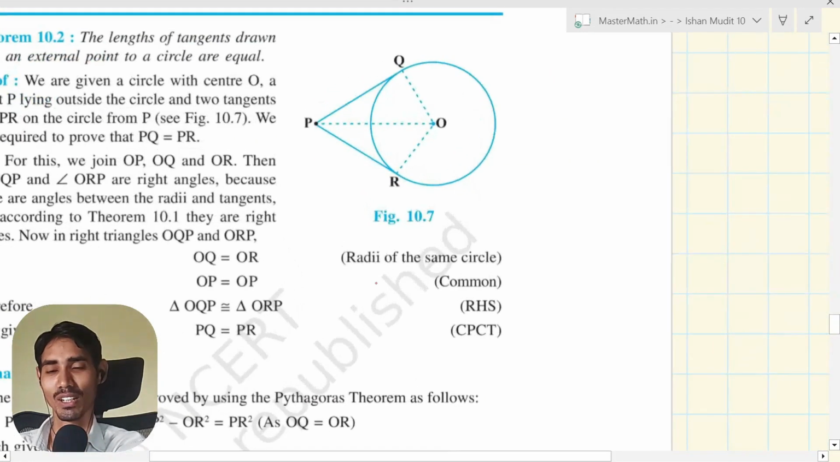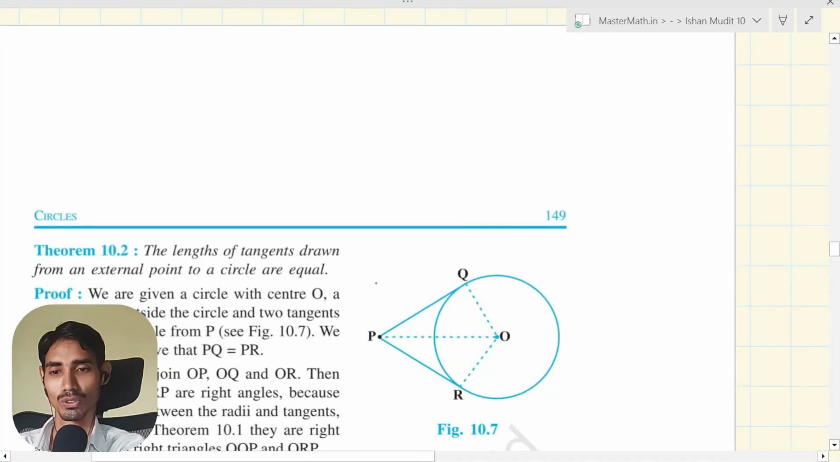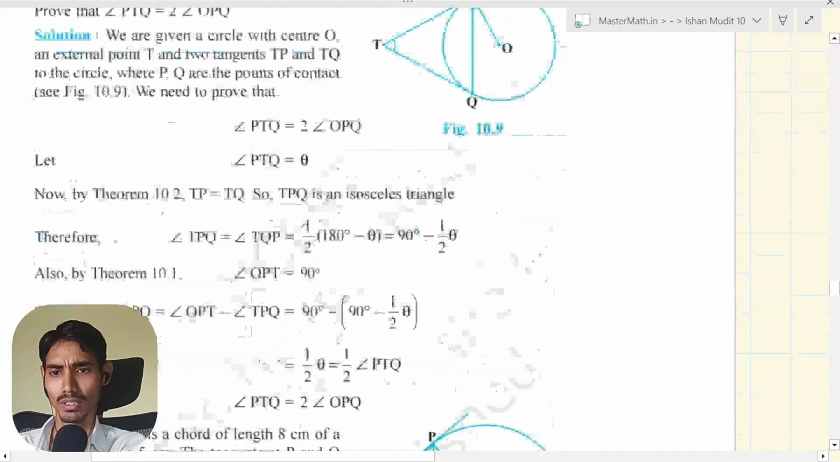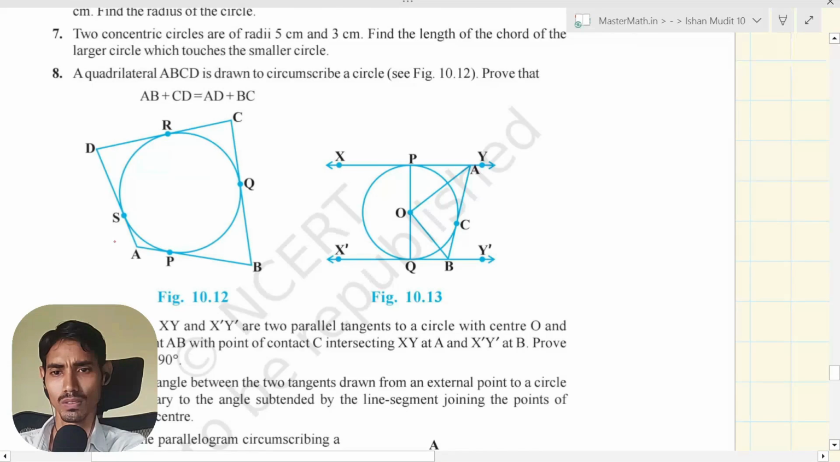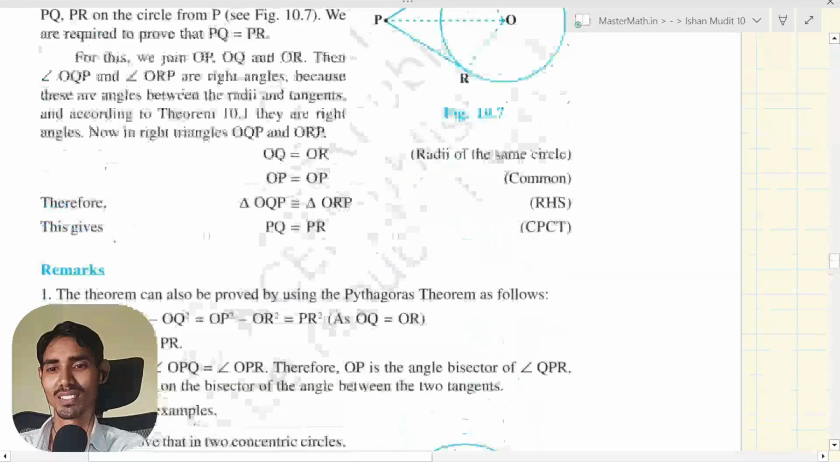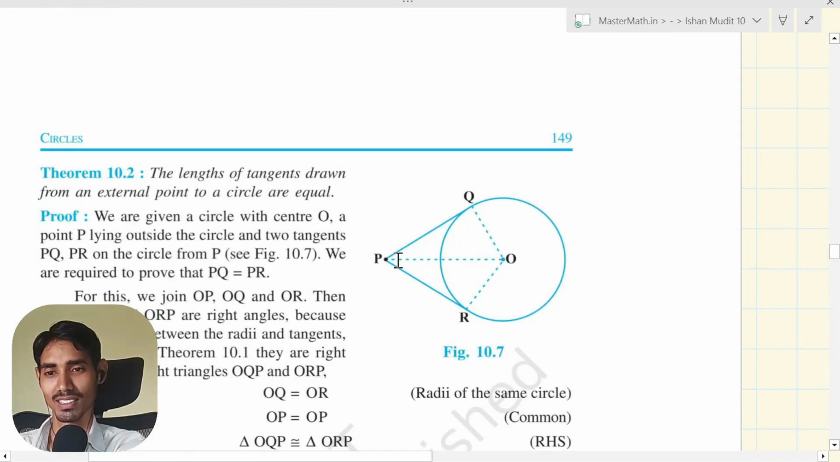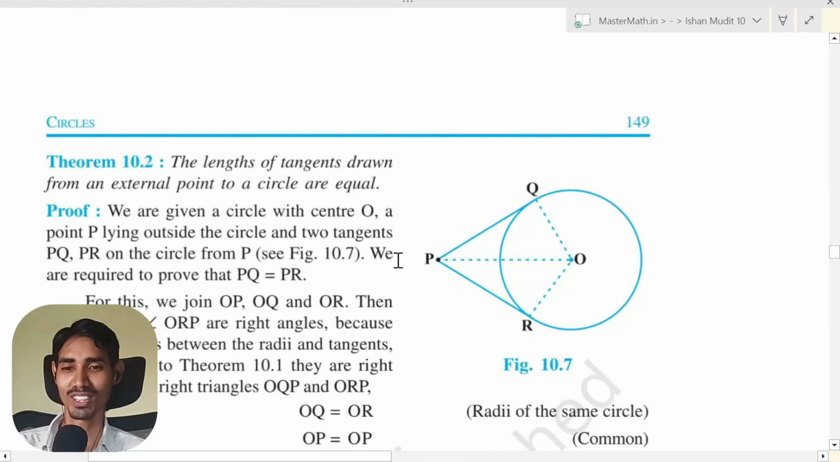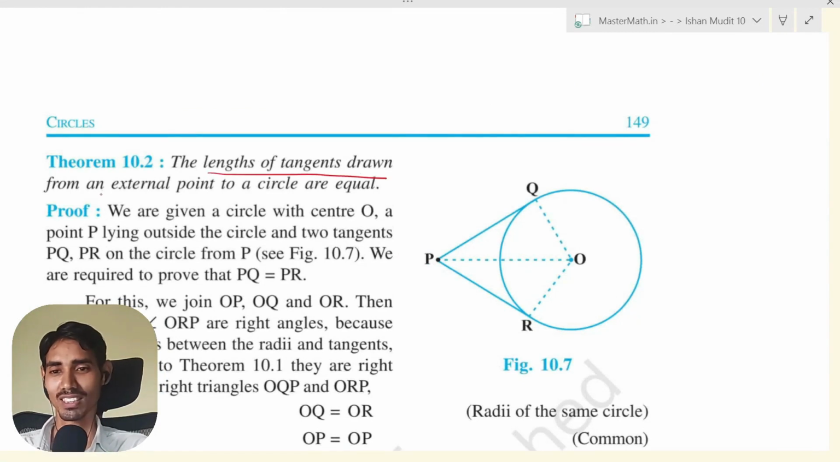Okay. Now we'll discuss this also. This is the last theorem, probably, if I'm right. Yeah, this is the last theorem that we have, which again takes very long to digest. The lengths of the tangents from an external point of the circle are equal. So PQ is equal to PR. Okay, so how do we prove this?